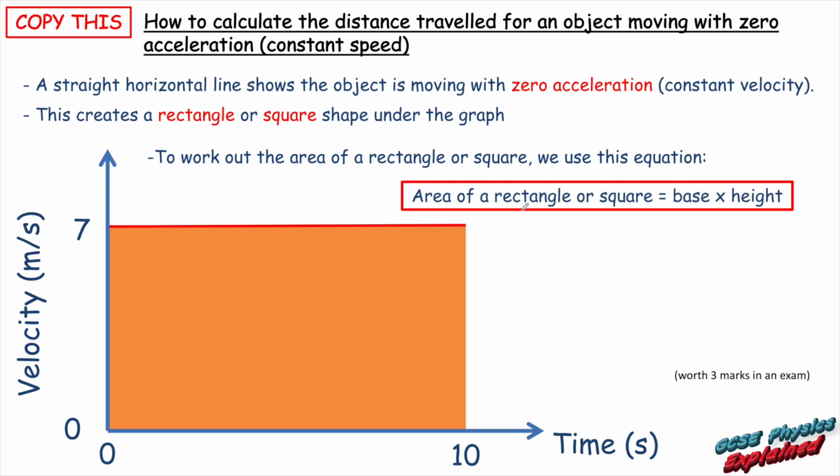To work out the area of a rectangle or square, you just do the base times by the height. For example, this rectangle it's got a base of 10 seconds, or a base of 10, and it's got a height of 7 meters a second. So 10 times by 7 is 70, and that'll be in meters.